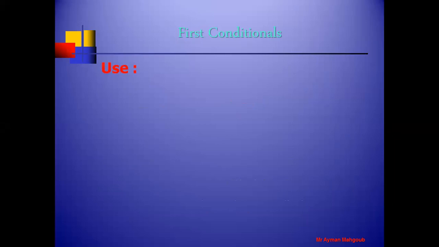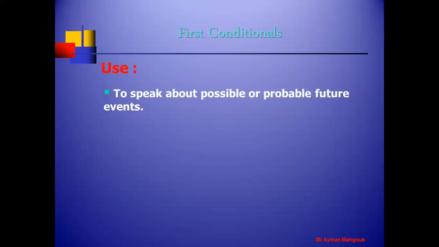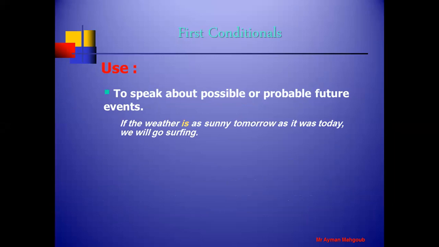We use the first conditional to speak about possible or probable future events. Possible or probable, not general. If the weather is as sunny tomorrow as it was today, we will go surfing. أنا مش بتكلم إن عموما لما بيكون الجو مشمس أنا go surfing. لا, I'm talking about tomorrow. So there is a specific time, في وقت محدد, or a specific place, okay, or a specific person, not general.